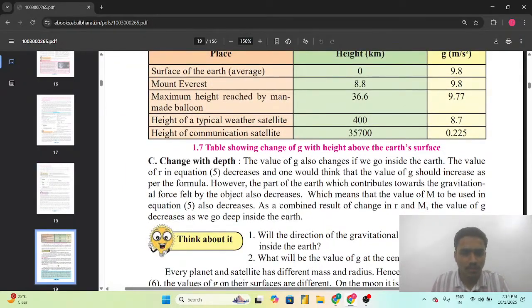So now we have the third parameter, that is change with depth. What will happen with the change in depth? We have seen the surface, we have seen height, now it is the turn of depth. The value of g also changes if we go inside the earth. The value of r in equation 5 decreases, and one would think that the value of g should increase as per the formula. However, the part of the earth which contributes towards the gravitational force felt by the object also decreases, which means that the value of M to be used in the equation also decreases. As a combined result of the change in r and M, the value of g decreases as we go deep inside the earth.